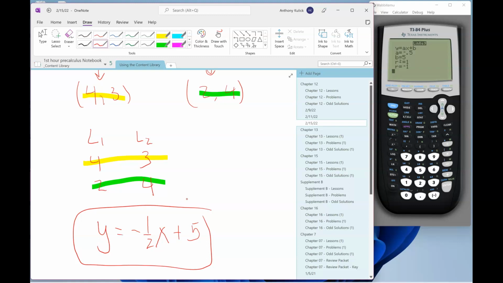And those of you that have an ACT coming up and are asked to write the equation for the line that passes through points, you can do this all on your calculator, and it takes like 10 seconds and saves you a lot of time. Just FYI.